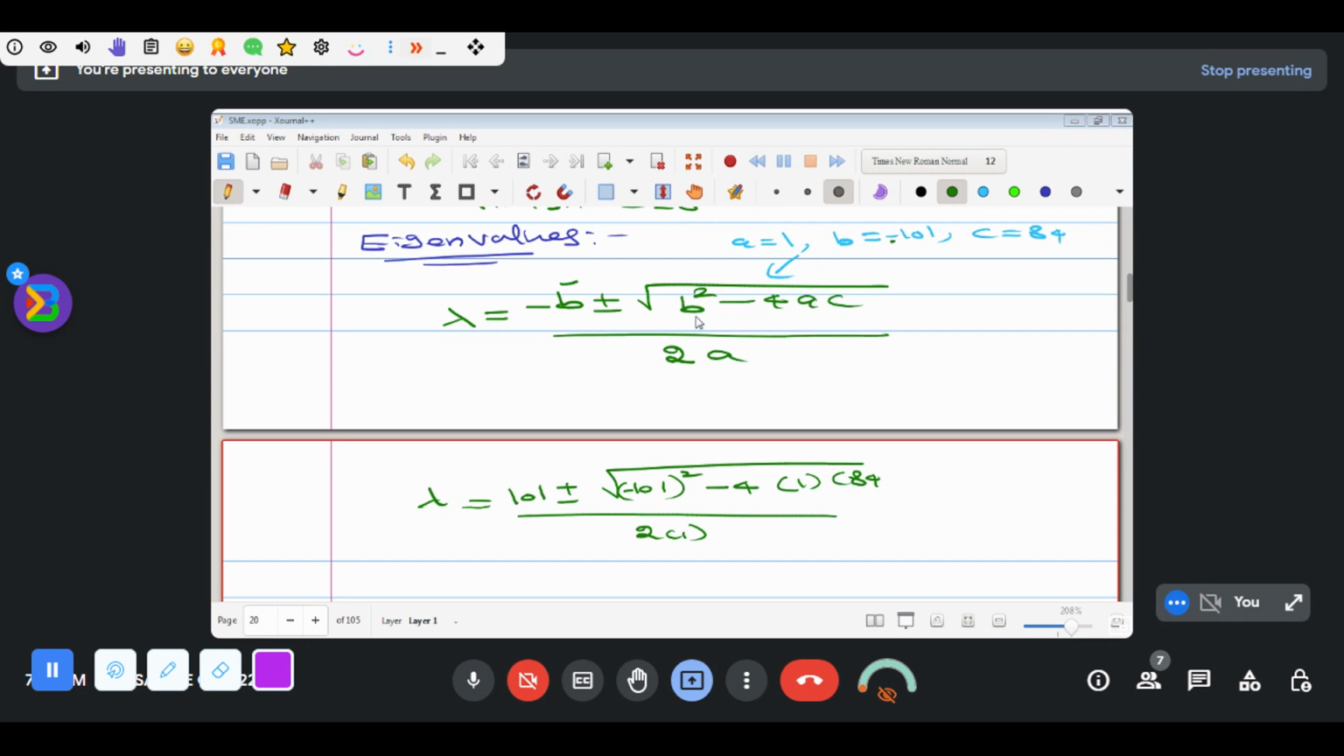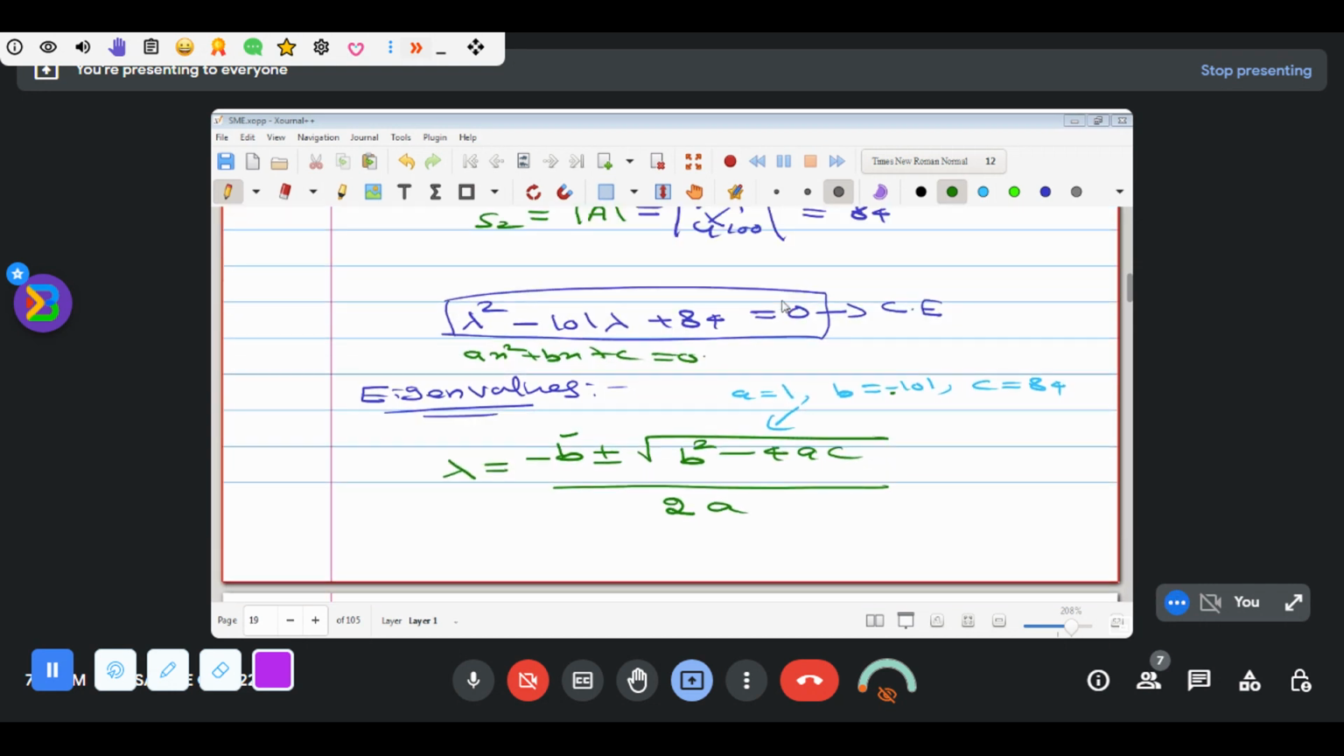Any doubt in this part? Then I will move to the next one. Silent mode means maybe there is a doubt. So what is the doubt here? Is my audio audible? No doubt, sir. Mohammed has a doubt. Tell me. This lambda value will be the eigenvalue, right? Yes, the lambda value is the eigenvalue.